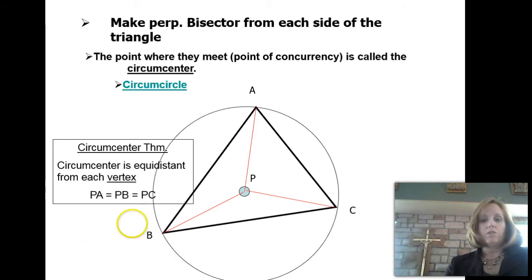Okay, if we were to make a circle using our compass, we put a center, centered at P. These red lines are the radii, the radius of the circle. So we could draw a circle centered around P, and it would go through each of the vertices. This is called the circumcircle.